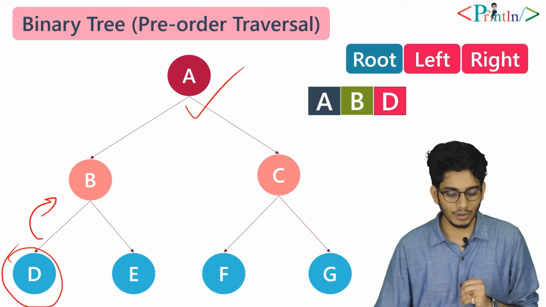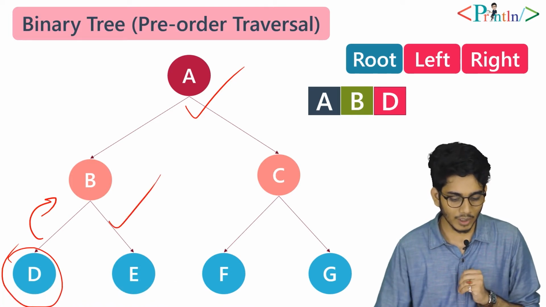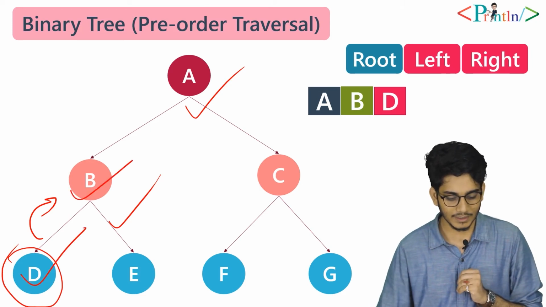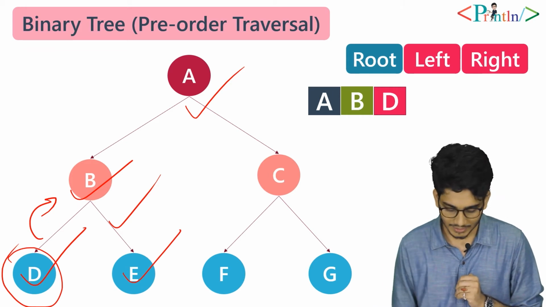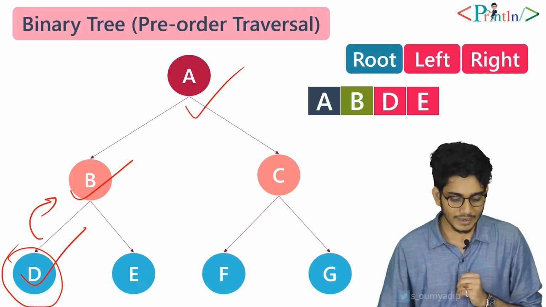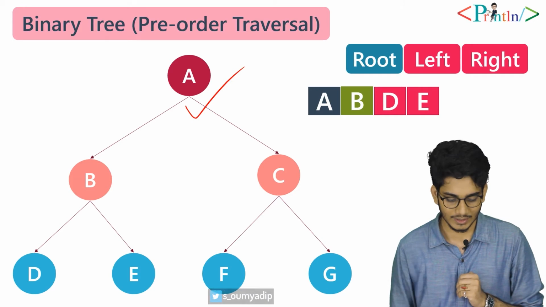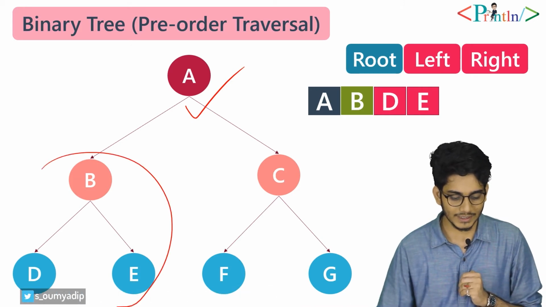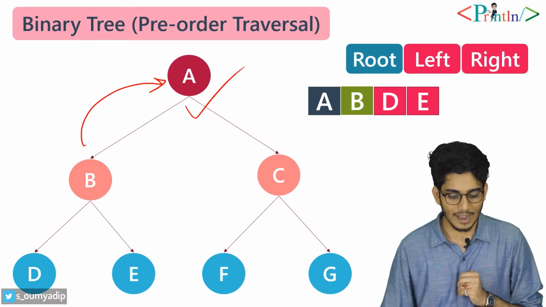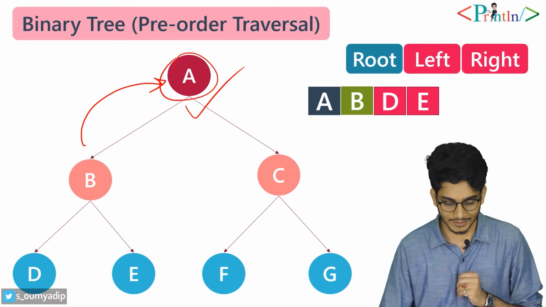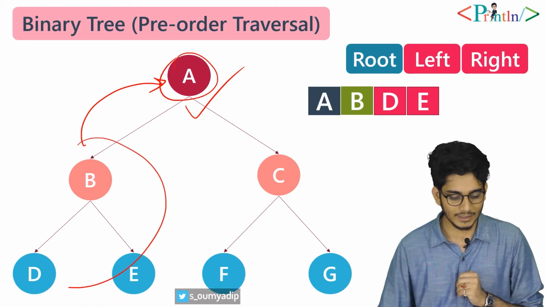Now we'll go to the right of B, because we have accessed the root and we have accessed the left. Now we have to go to the right. We'll just print E. So we have printed E. Now this portion is completed, then it will return here. Now we have completed the root node for this tree, then we have completed the left portion.